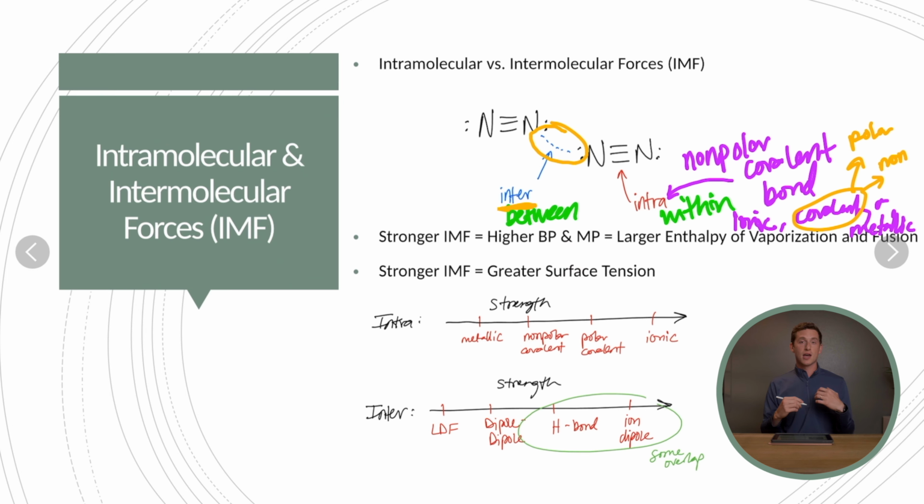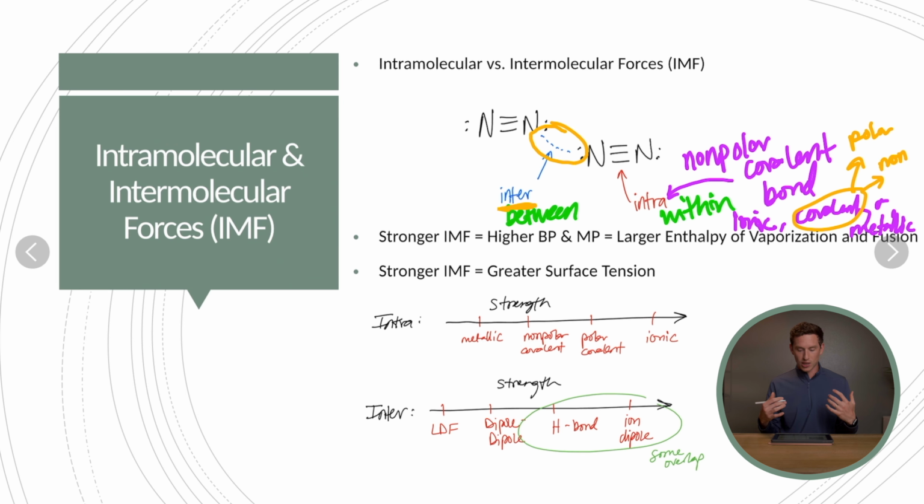So maybe a weaker intermolecular force might boil at 70 degrees Celsius, while a stronger intermolecular force might boil at 100 degrees Celsius. And because of this, and you'll learn more about this in thermodynamics, this leads to a larger enthalpy of vaporization and fusion, which really just means the energy that it takes for a molecule to break those intermolecular forces to undergo a phase change, go from a solid to a liquid, or liquid to a gas, or vice versa.